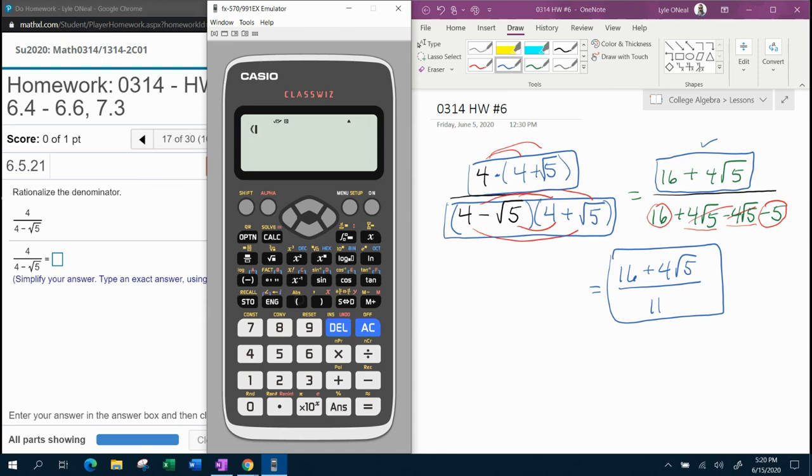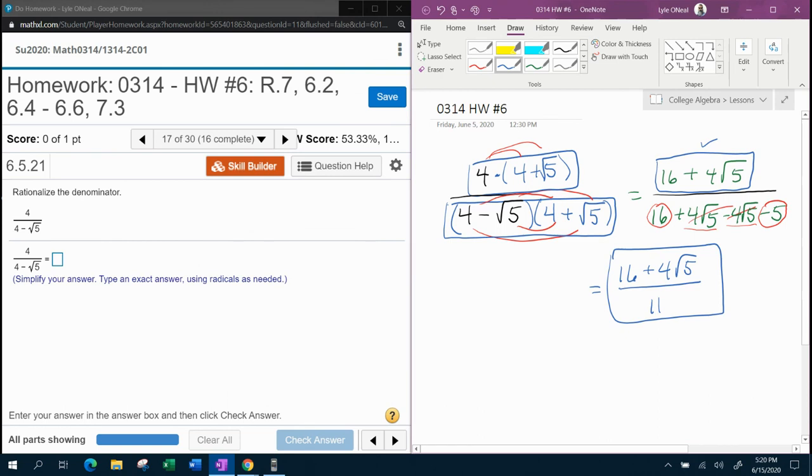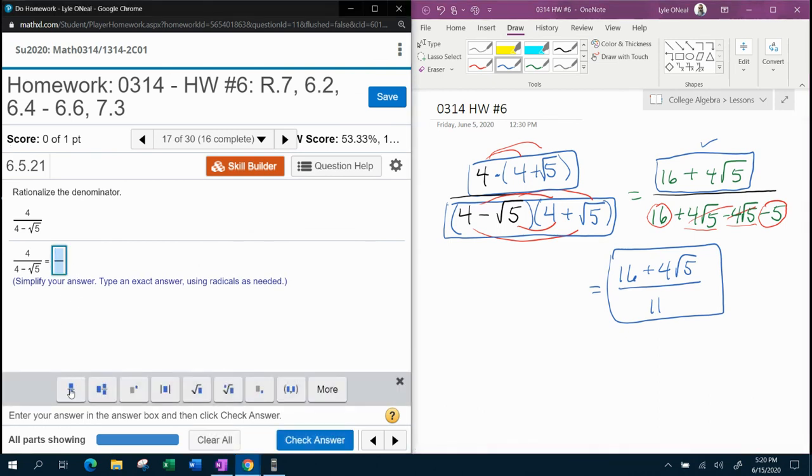And then in the denominator, I could have input 4 minus square root of 5 times 4 plus square root of 5. And again, the calculator is not going to show the FOIL method, but it does verify the denominator works out to be 11. So this is a nice tool. Again, the Casio ClassWiz is a nice tool to help you there.